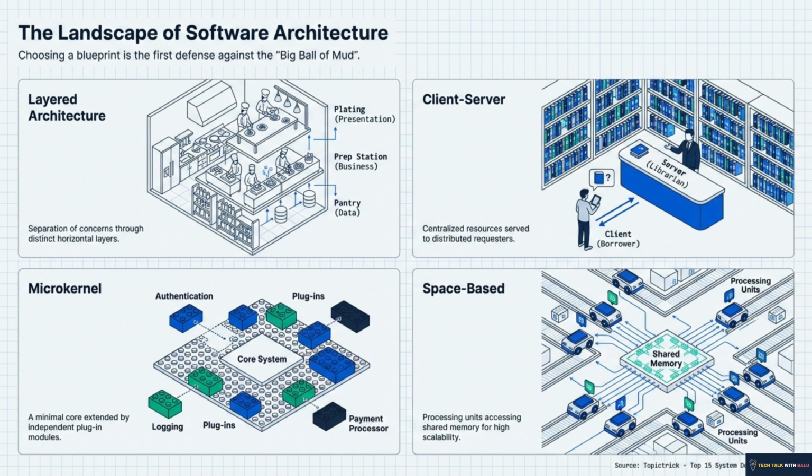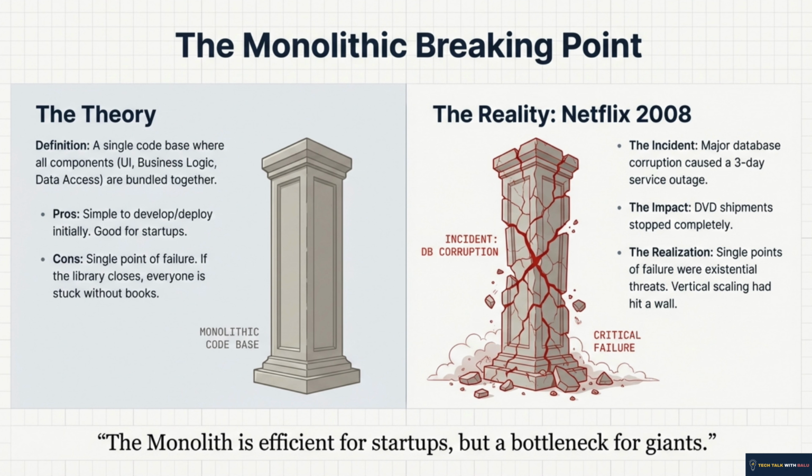First, let's look at the menu. We often treat architecture like a religion, but really, it's just a choice of tools. You've got client-server, the classic librarian fetching books, space-based for high scalability, microkernel for plugins. But today, we need to talk about the one that starts it all, and the one that breaks it all. The monolith, the big ball of mud.